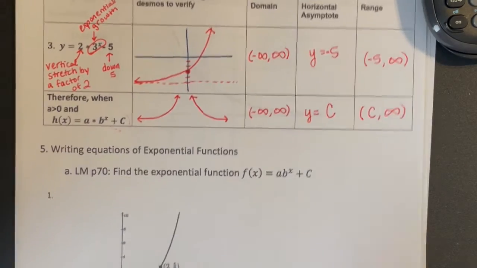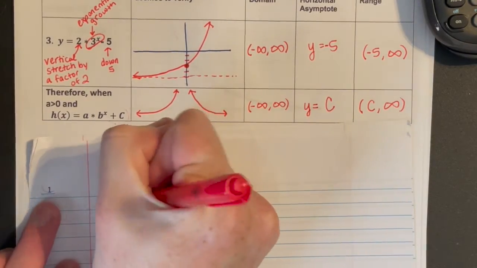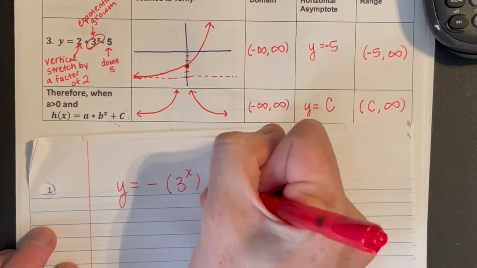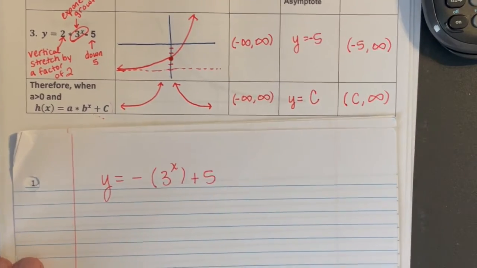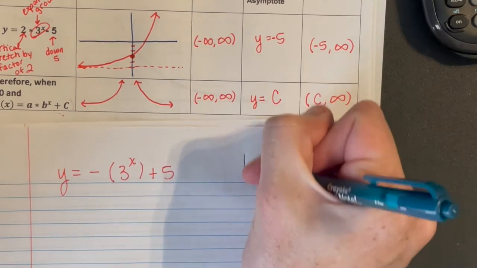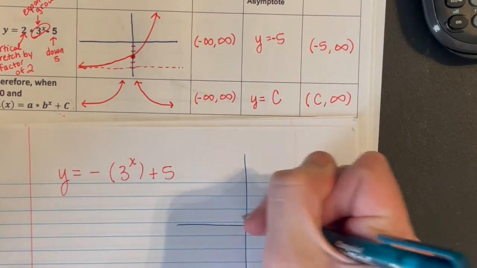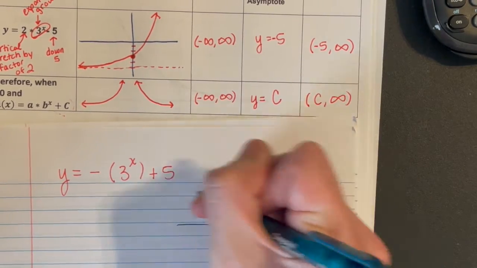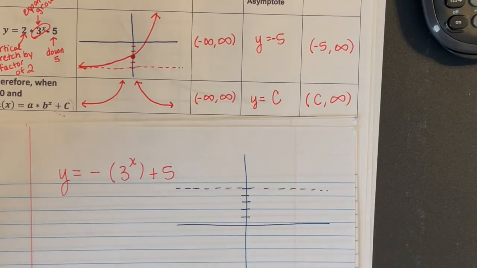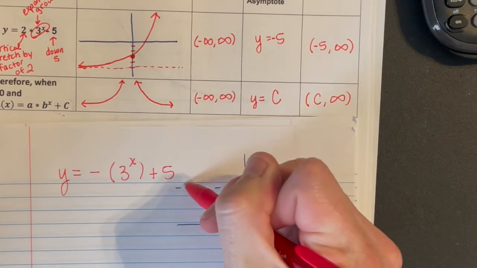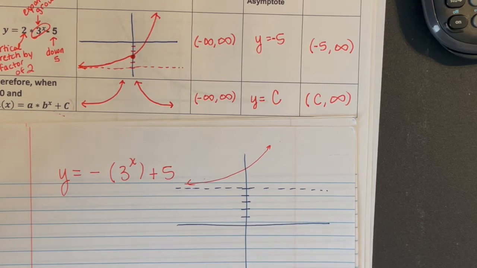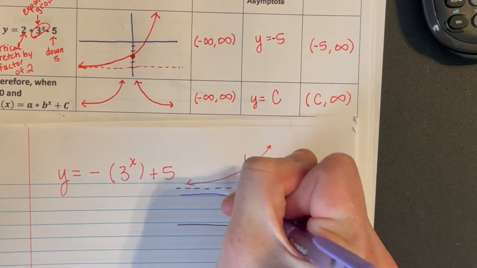This will change if I reflect it. So it doesn't have an example here, but let's say I had y equals negative 3 to the x plus 5. That plus 5 moved it up 5. So I would take this and go 1, 2, 3, 4, 5. There's my horizontal asymptote. And instead of it going up like this, it has been reflected. So our graph actually looks something like this.